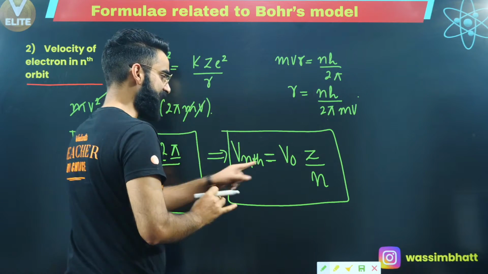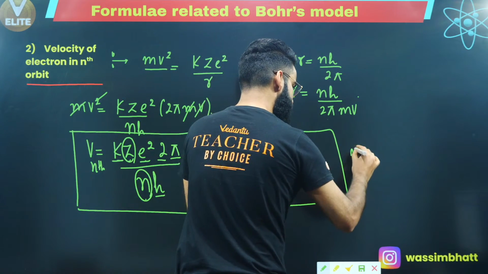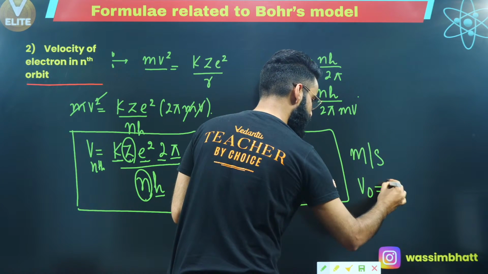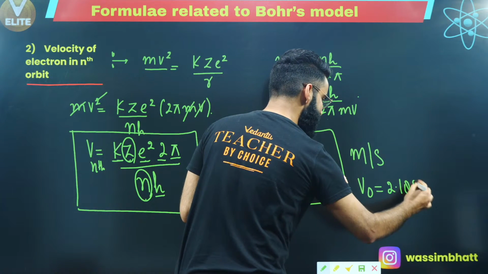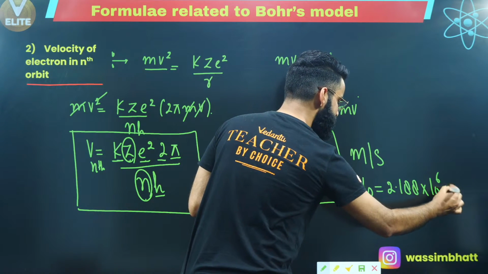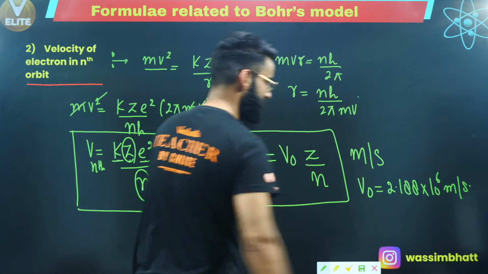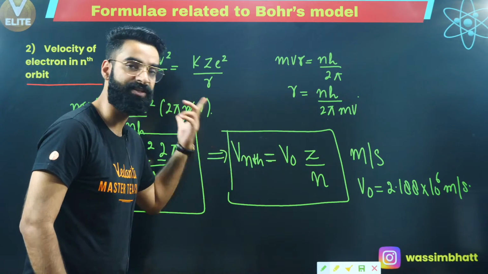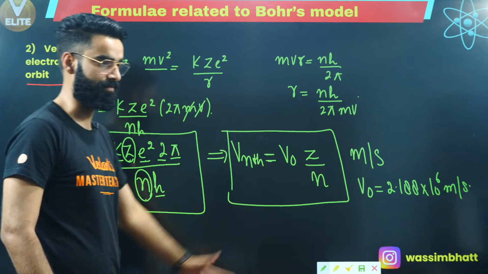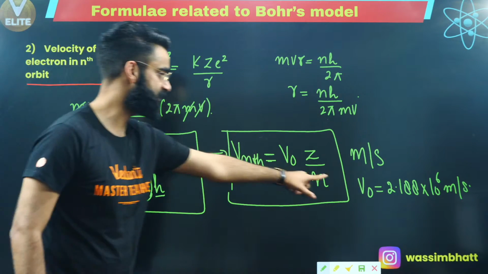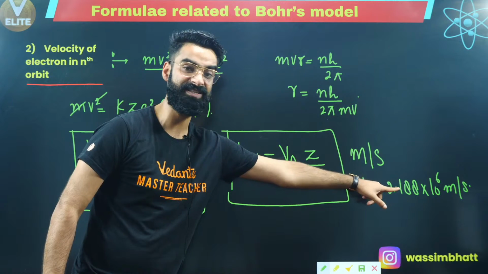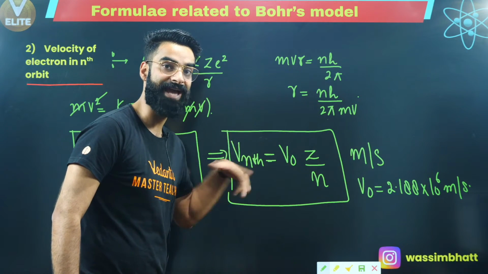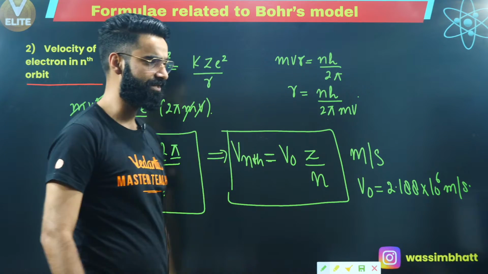At the same time, remember that this formula gives the answer in meter per second if you use the value of V naught as 2.188 into 10 raised to the power 6 meter per second. So this is the formula by means of which we can calculate the velocity of the electron in the nth orbit. If you use this value of V naught, only then can you calculate the velocity of the electron in meter per second.